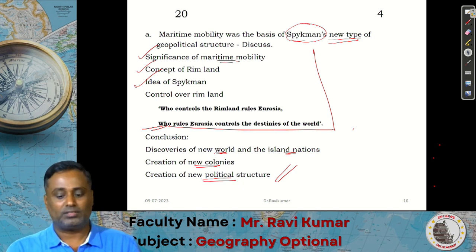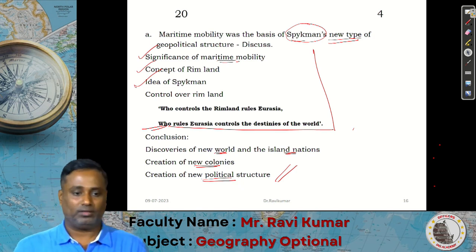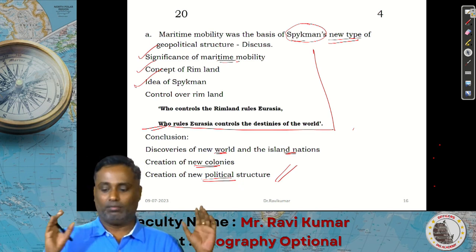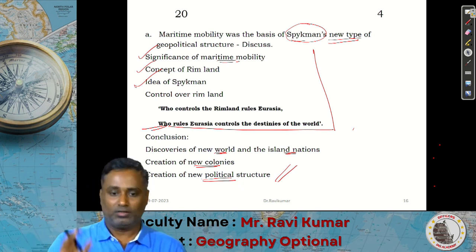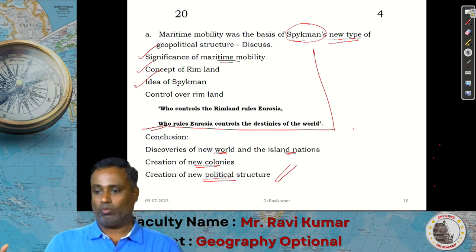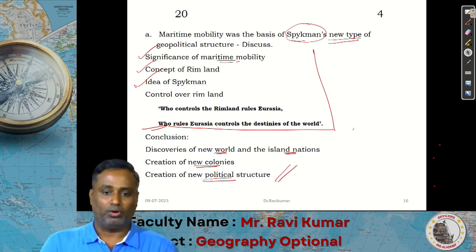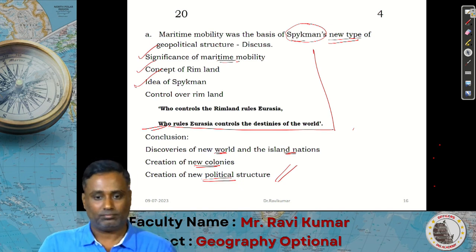if they ask to evaluate, not just discuss, we go with the normal positive content. We finish it with that, yes, because of maritime mobility given by Spykman, new colonies have evolved. That is a new type of geopolitical structure evolved. That's it. Stick with the question. Right?